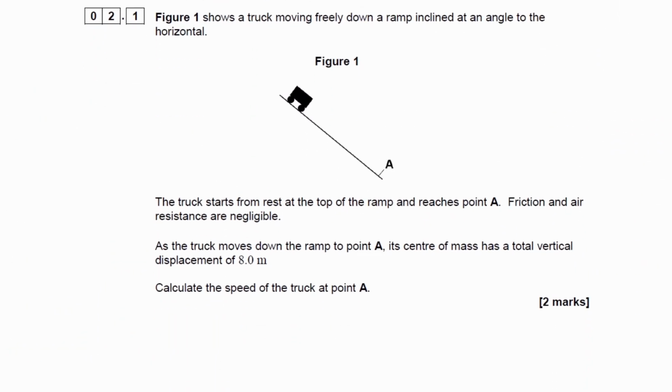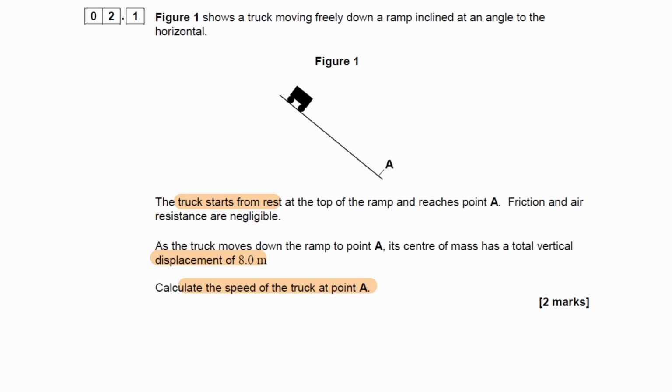Right, so for part 1, we have a truck moving freely down a ramp, inclined at an angle to the horizontal. The truck starts from rest at the top of the ramp and reaches point A. Friction and air resistance are negligible. As the truck moves down the ramp to point A, its center of mass has a total vertical displacement of 8 meters. And we want to calculate the speed of the truck at point A.